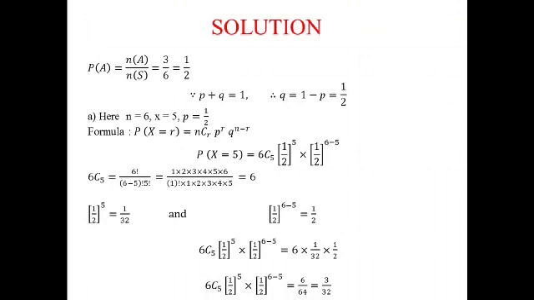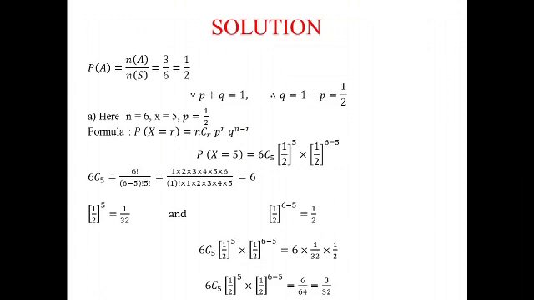Now since P(A) is equal to half, that is, the probability of success is half, then Q will be equal to 1 minus P, because total probability is always equal to 1. Probability of success plus probability of failure is always equal to 1. So Q is equal to half. So let's go for the first sub question.